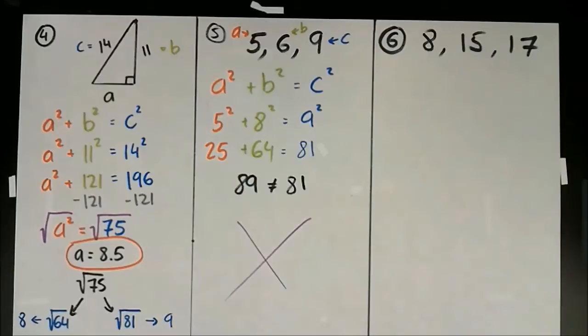Let's take a look at number 6 then. Same deal. You write out your Pythagorean theorem.